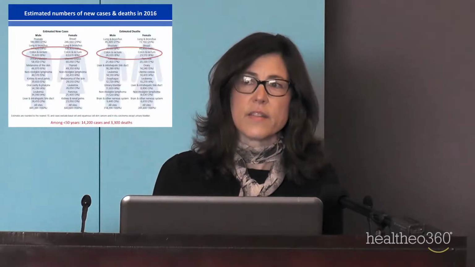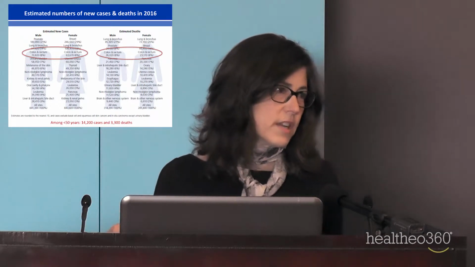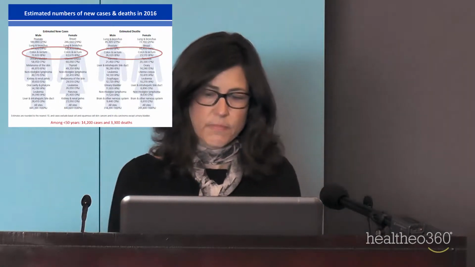In 2016, there'll be about 134,000 new cases of colorectal cancer diagnosed in the US and about 50,000 deaths. Of these, about 14,000 cases and 3,300 deaths will occur in people younger than 50. In the literature, early onset disease is often defined as cases occurring under 40, but in this presentation, I'm going to focus on the under 50 age group to include all cases occurring outside of screening age for average risk.